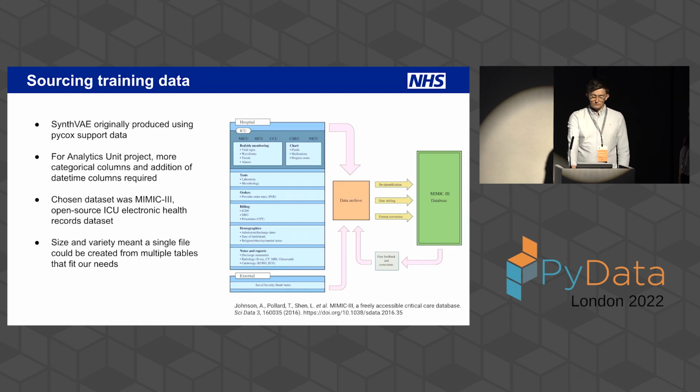So in terms of sourcing training data, there are obviously loads of data sets. SynthVAE was originally created using the PyCox support data set. In the analytics unit, they wanted more categorical columns and more date time fields. So we chose Mimic3, which is an open source intensive care unit electronic health records data set from the US. On the right-hand side, you can see a diagram showing how it's structured. The size and variety of Mimic3 meant that we could create a single file from lots of different tables. I think there's about 25 tables within it. So we could pick and choose exactly what we wanted to get a data set that fitted our needs.